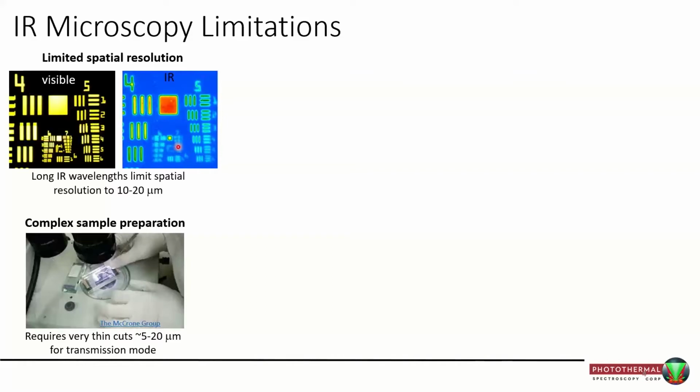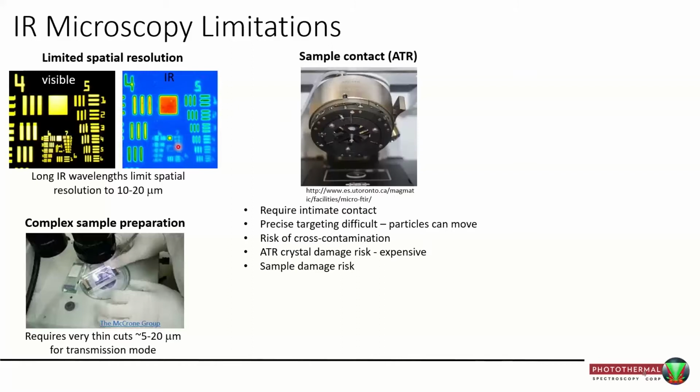Another key limitation is complex sample prep. Now, it's in transmission mode for regular FTIR that gives typically the best quality spectra. But not everything can be cut, and if it can be cut, it's often difficult to get it cut thin enough to the required thickness, which is typically 5 to 10 microns.